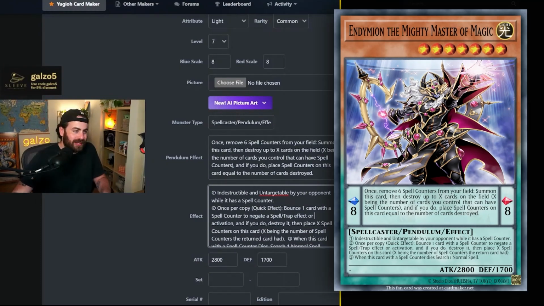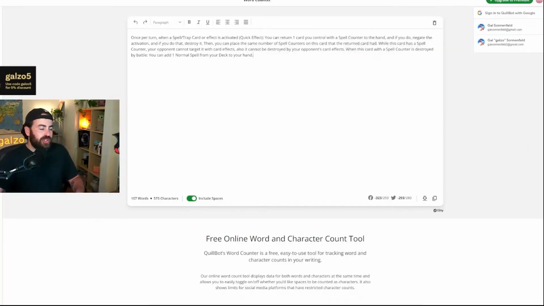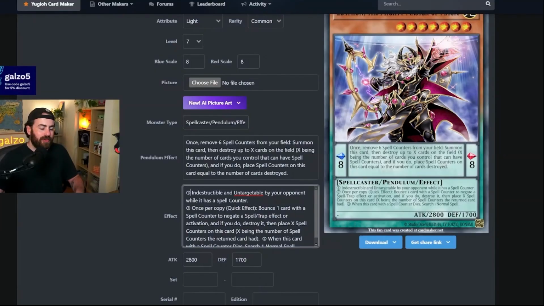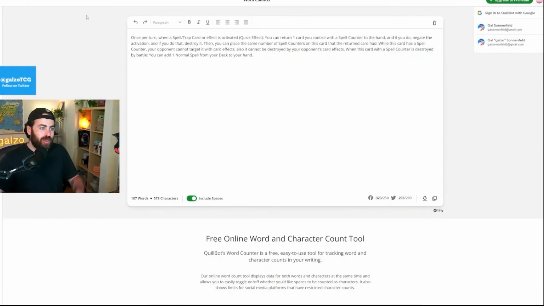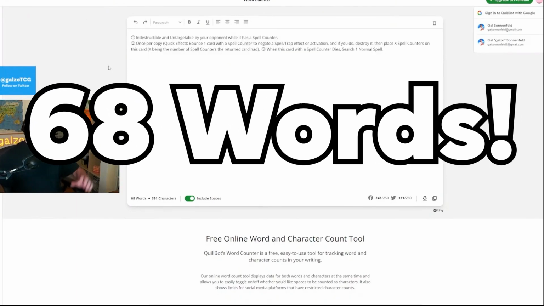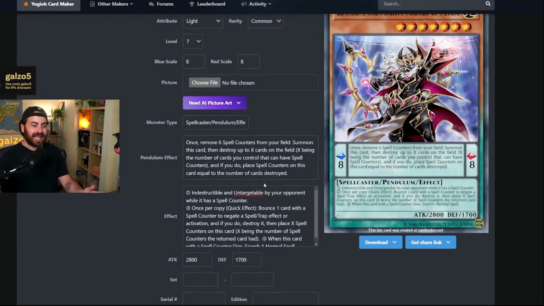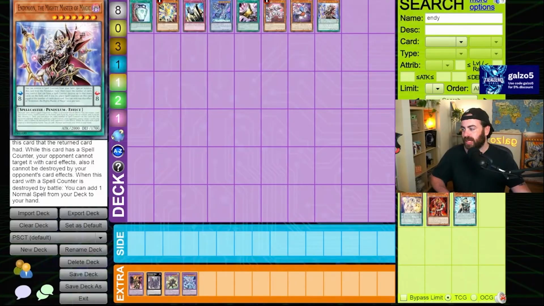Let's count the words. This is 100. The original monster effect is 107 words. Our effect is, drumroll please, 68 words. This is pretty tight. I like this. We cut it by a third, and it's so clear. Indestructible, untargetable, Demian, solved. Goodbye, Triff, peace, see ya later. Yeah, why do we even play this game?